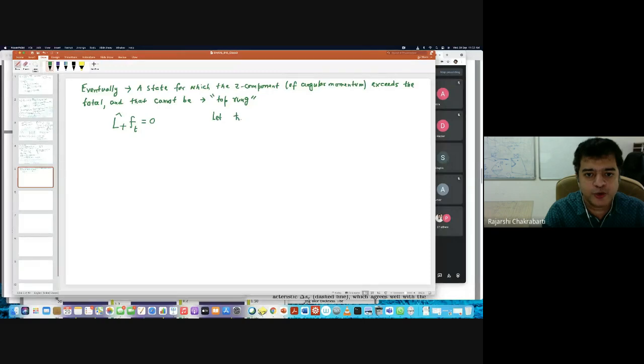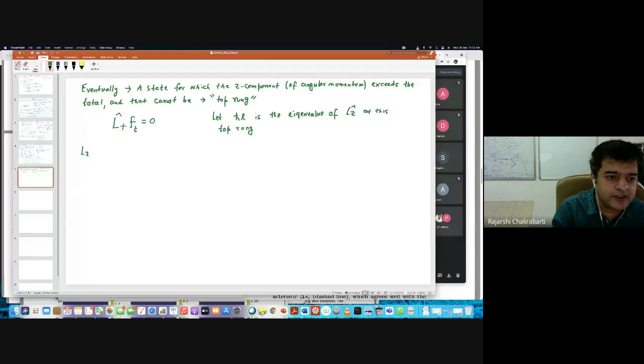And let h cross into l be the eigenvalue of Lz at this top rung or top state, whatever. What does it mean? If I operate Lz on this f t, t for top, what is the answer? It is h cross l times f t.